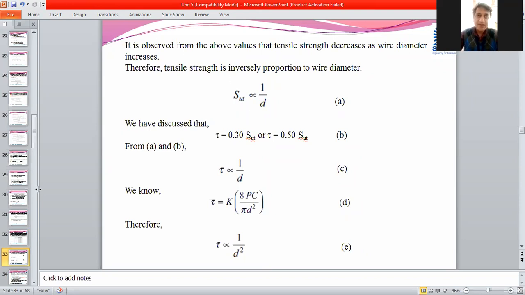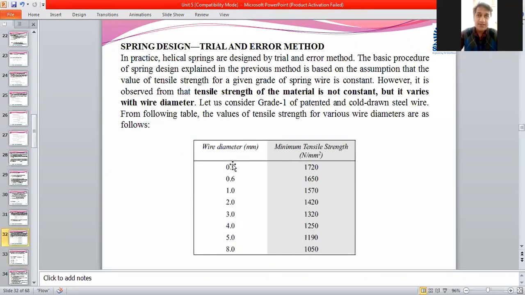Getting me? So from this table, it is clearly seen that as you increase the diameter, the tensile strength decreases. Am I right? If you have any question, you are free to ask at any time. You can write in the chat box or you can unmute yourself and ask. Getting me?